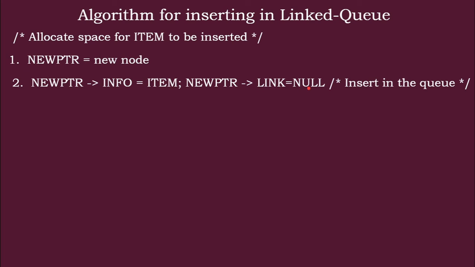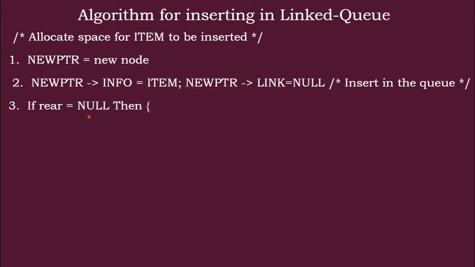Since this is the first one, we are just adding the first element in the queue. We have to set the link as null because there are no more elements now. So how to set the pointers? New pointer arrow info gives the info field of the new pointer, which is the item we are now inserting. Then we have to set the link also. Initially there is no more element, so the link is null. This arrow says that new pointer is the node, and info is one field and link is another field. Those two values are set by these lines.